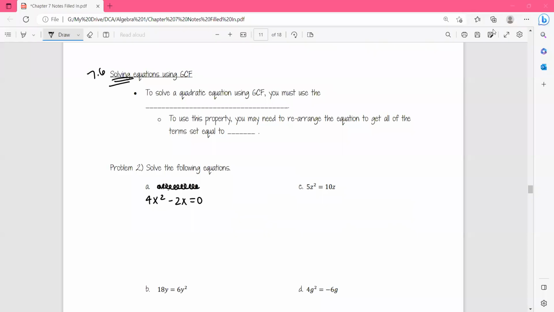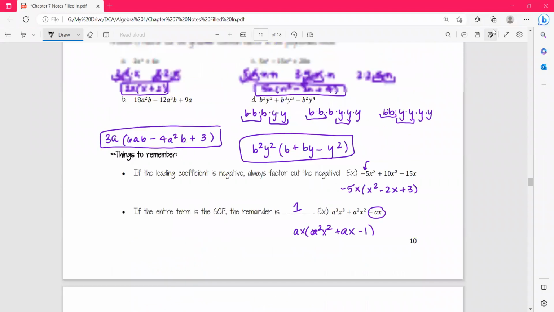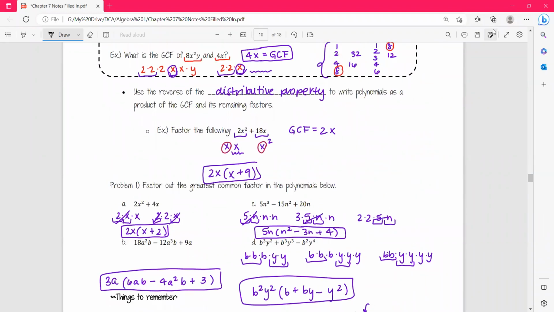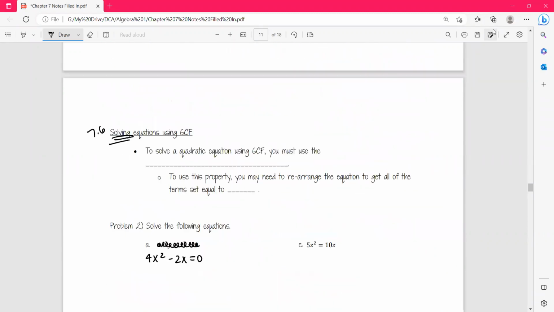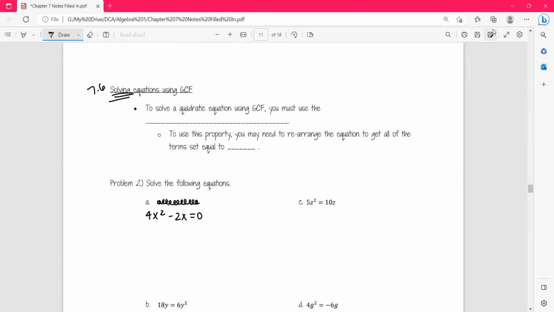Hey everyone, so this is a continuation from the last video. In the last video we learned how to factor out a GCF, and that's a really important skill because we use it in order to solve equations when we have a GCF, okay?